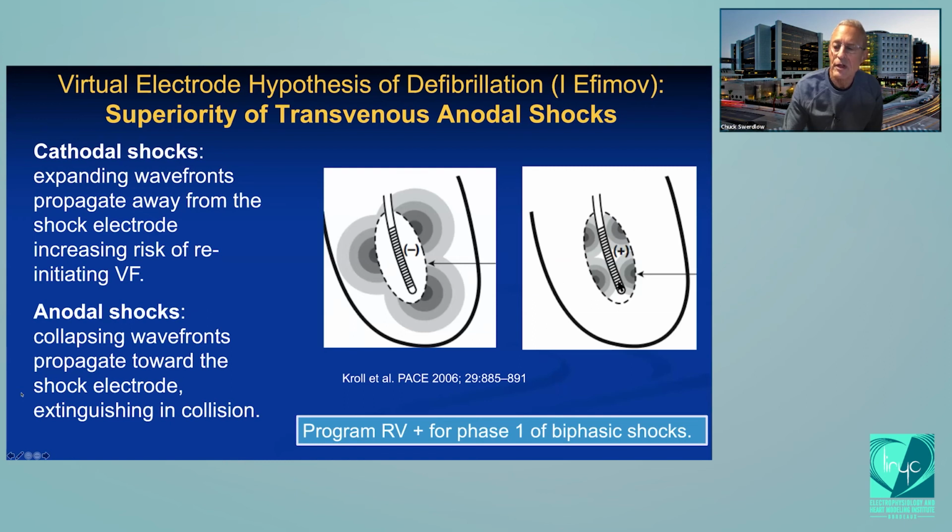I'm sorry, this is the RV being positive with the signals collapsing in. If we make the RV negative, that is the cathode, and I apologize for my error, then the virtual electrodes start waveforms that propagate outward into tissue and are more likely to refibrillate. So this is why all manufacturers either nominally program the RV positive, or for one manufacturer, the representatives all change the polarity, and you should never change the polarity of defibrillation shocks.